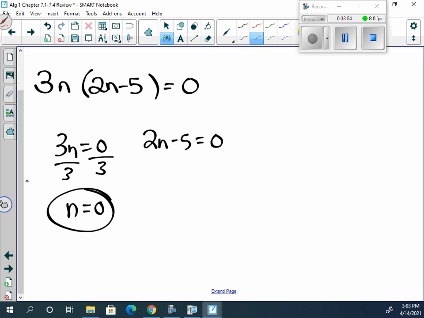All right, let's look at the other one, 2n minus 5. First thing we would do is add 5 to both sides. And this will tell us that 2n is equal to 5.